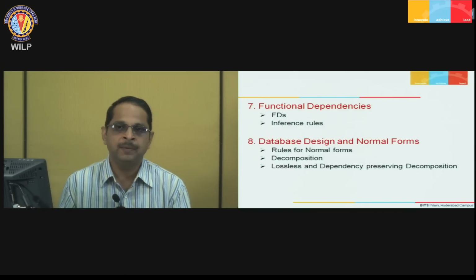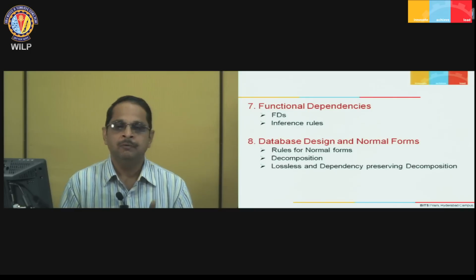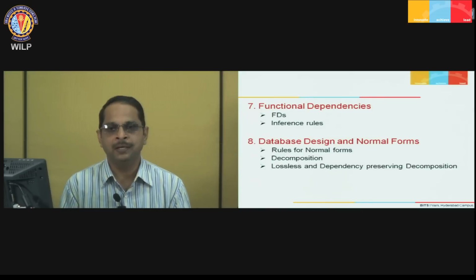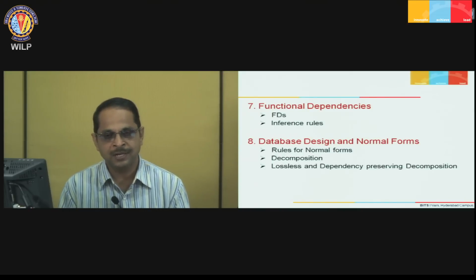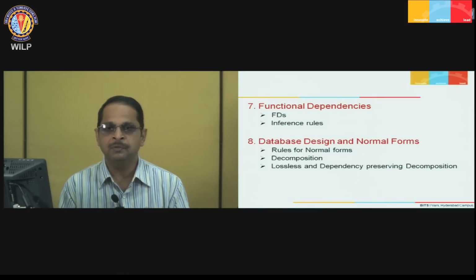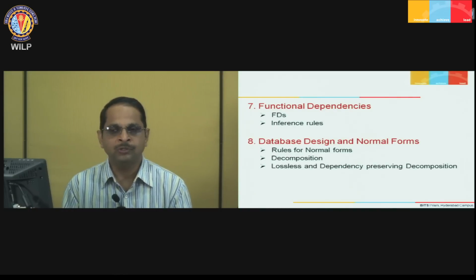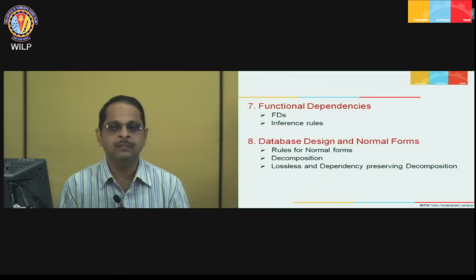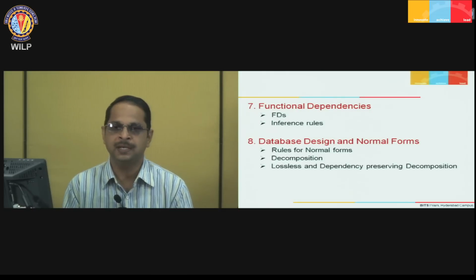Then we moved on to database design and normal forms. We clearly understood what are the rules or conditions for various normal forms, that is first NF, second NF, 3NF, BCNF. And then we had a brief idea about the fourth NF and fifth NF. We had detailed discussion and examples for second NF, 3NF and BCNF.